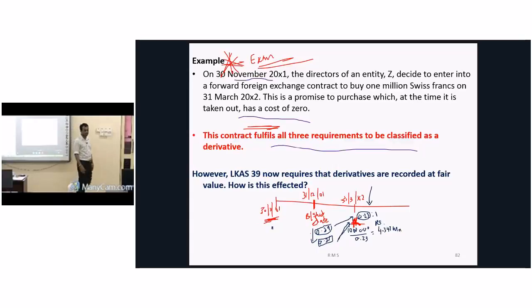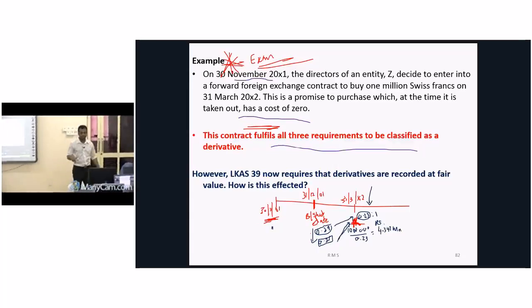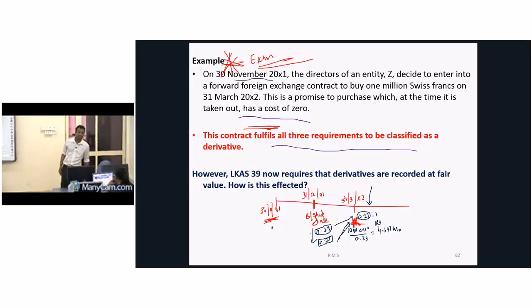Understand? Hedging under hedging classification, it comes under cash flow hedge. You are going to hedge for a kind of forecast. It's like, in our case, gambling.